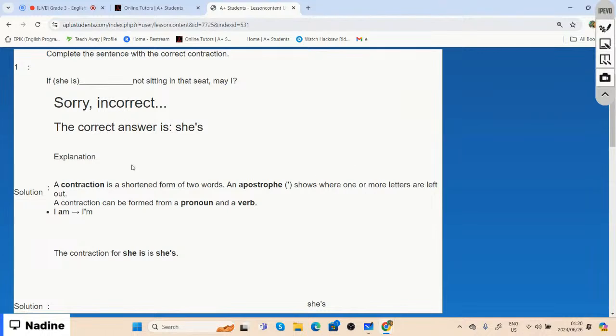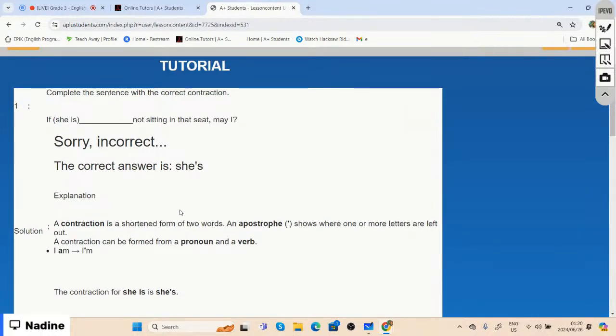All right, so now if we look at the sentence, we need to complete the sentence with the correct contraction. It says, if she is not sitting in that seat, may I? What is our contraction within that sentence? She is. What is the contraction of she is? What is the shortened form of she is?